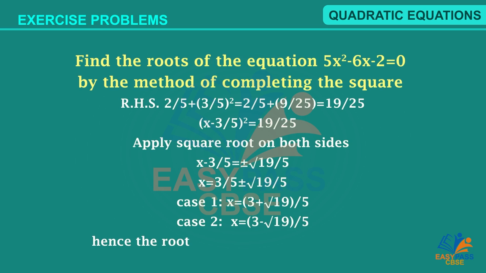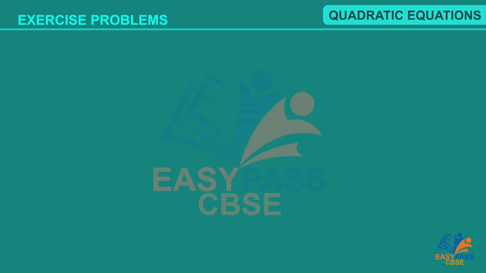Hence, the roots are 3 plus root 19 by 5 and 3 minus root 19 by 5. Now, one more question using same method.